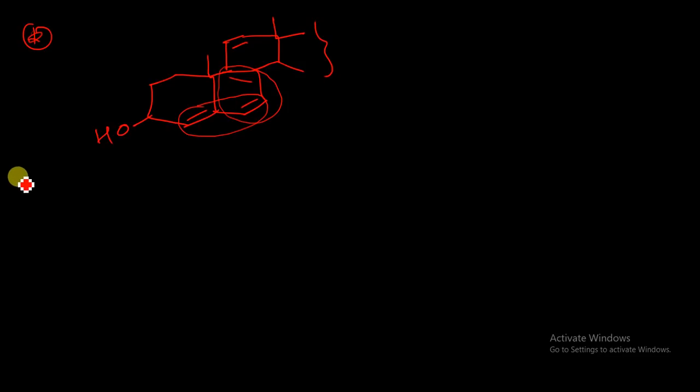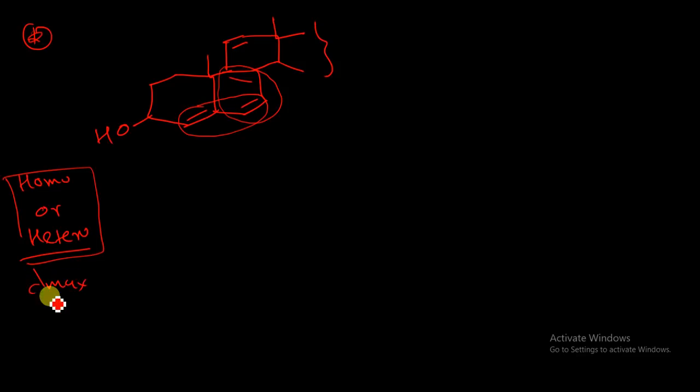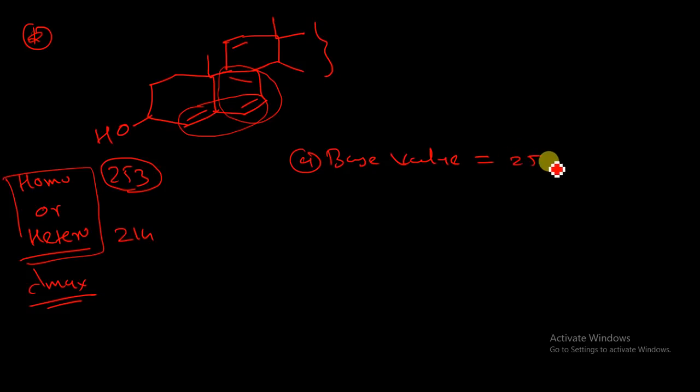If in an examination they ask this type of structure, in which you are having a homoannular diene system or a heteroannular diene system, you have to see whichever lambda maximum is highest, and consider that system. Here I am having 253 nanometer, here I am having 214 nanometer. The 253 nanometer is highest for the homoannular diene system, so you have to consider the homoannular diene system as your parent chain. So I have to see the base value. The base value for this structure will be 253 nanometer. That is our base value.